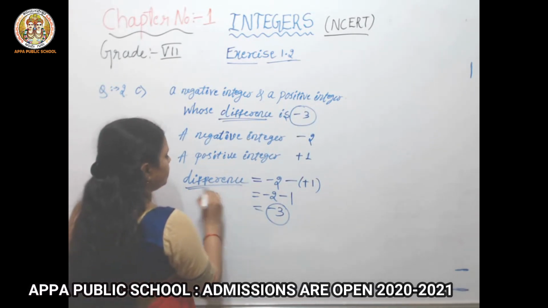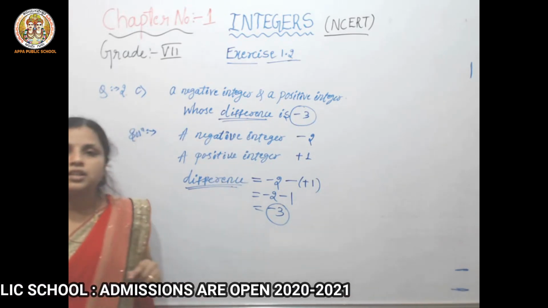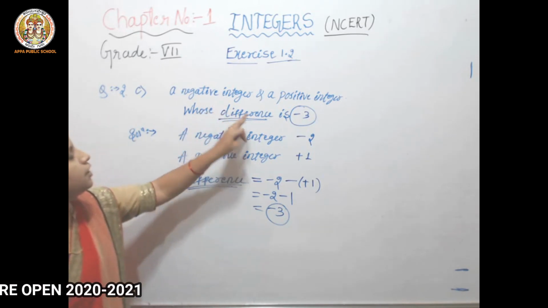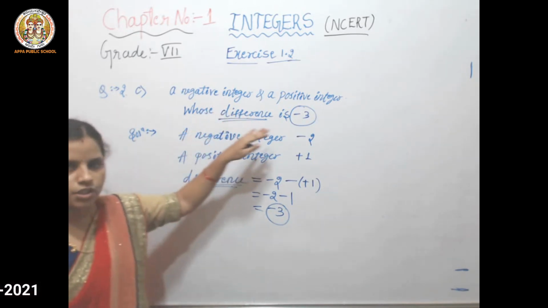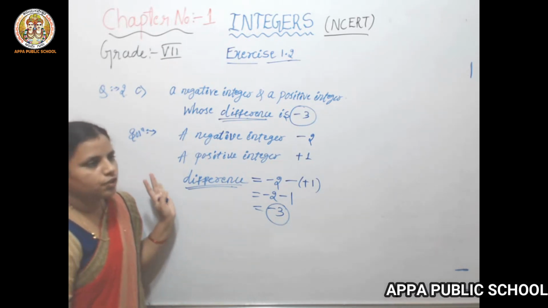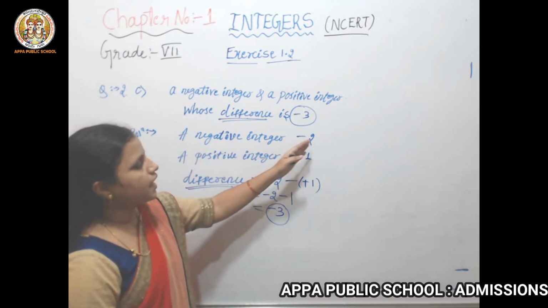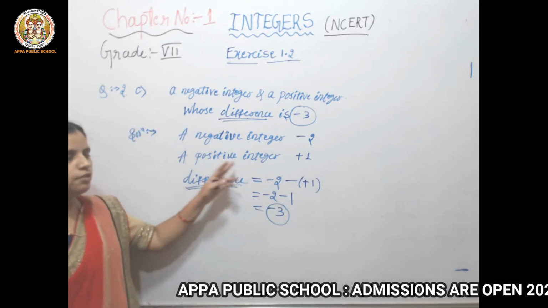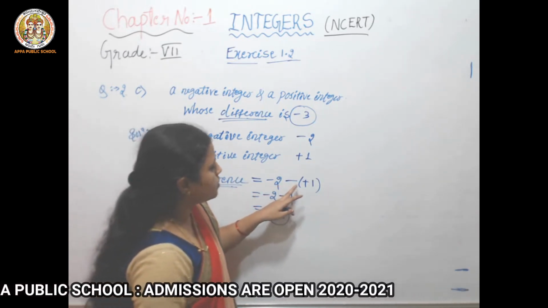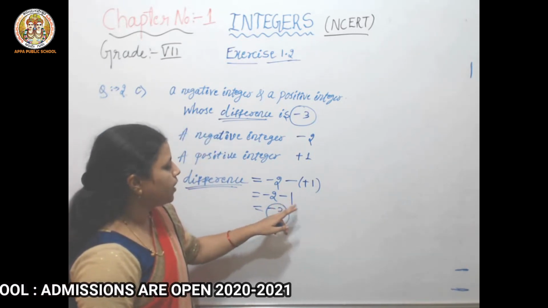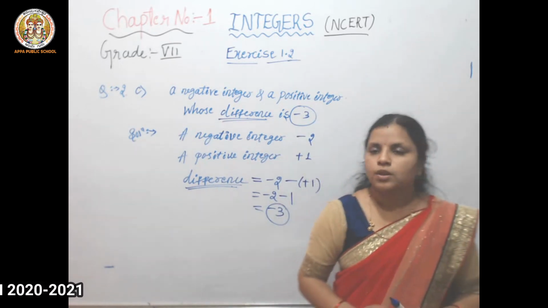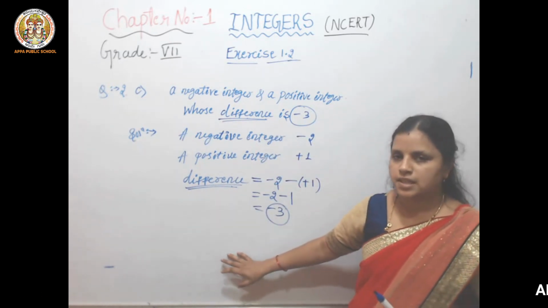And here also we have the same condition as difference. The question asks: write a negative integer and a positive integer whose difference is minus 3. In the solution, we are taking a negative integer as minus 2 and a positive integer as plus 1. So, the difference is minus 2 minus of plus 1. So, minus 2 minus 1 is minus 3. So, with this we completed the second bit.